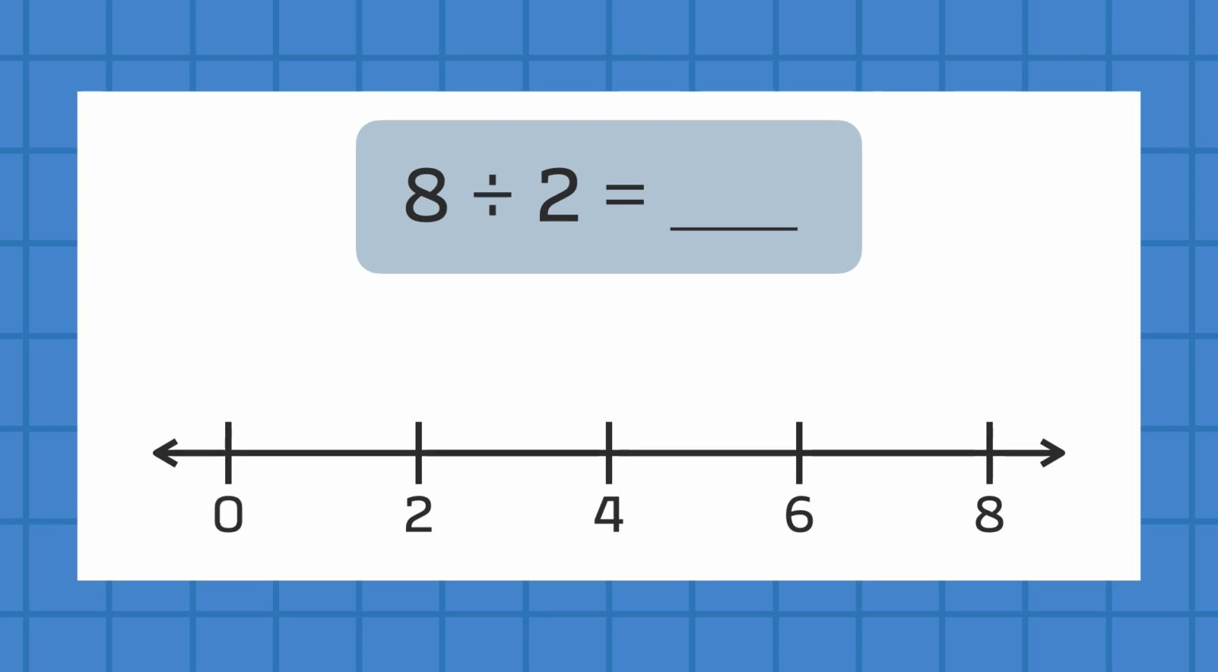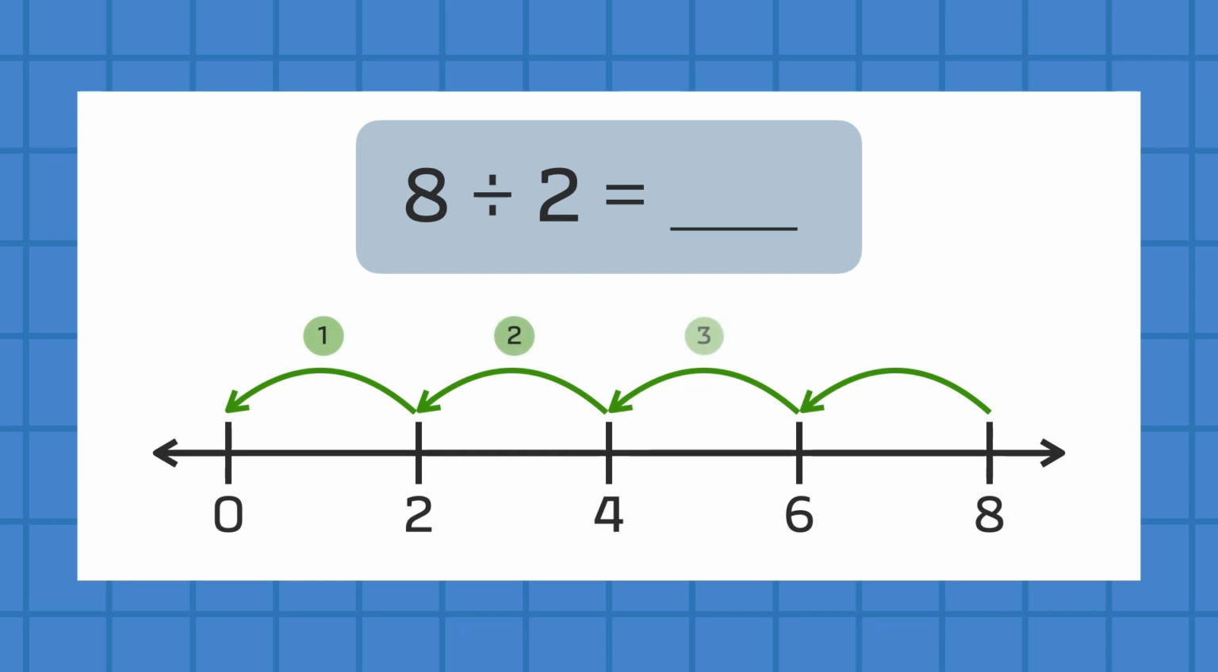So starting at 8, we'll jump back 2 units, landing at 6. Then we'll jump to 4, then to 2, then to 0. How many backward jumps did we make? 1, 2, 3, 4. This means that 8 divided by 2 equals 4. Great! Let's try another one.